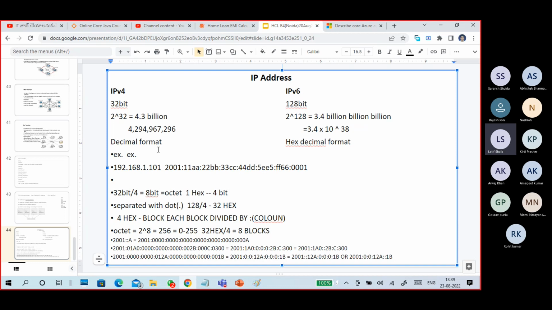But the backend is always IPv4, because IPv4 is very easy to connect with any type of operating system or device. IPv6 is a very lengthy IP address, and still only 1/8 of IPv6 addresses have been released. If you divide the total number of IPv6 addresses by 8, that many IPv6 addresses are released into the market.